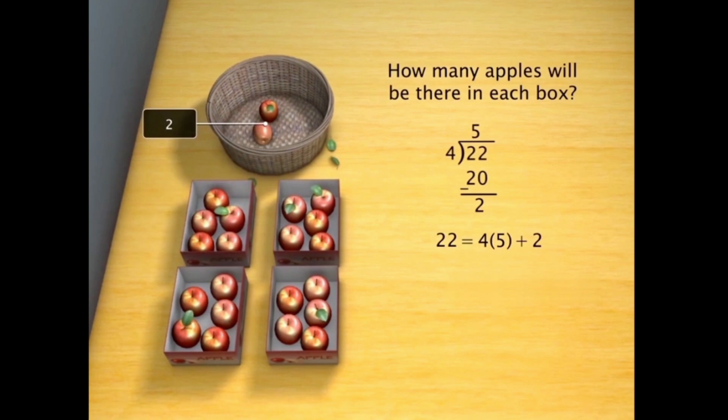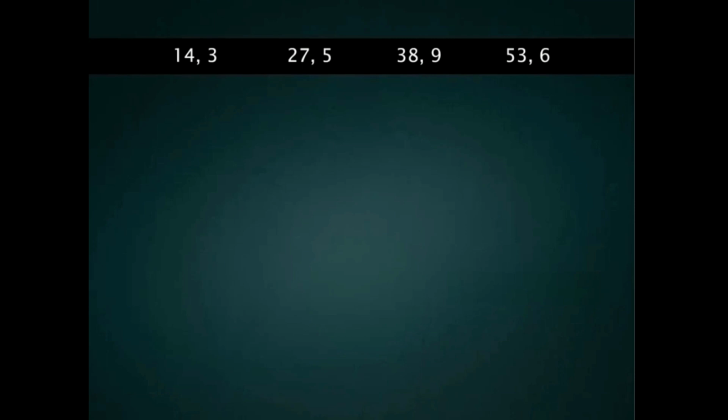As you can see, for the 2 positive integers 22 and 4, there exist 2 integers 5 and 2, such that 22 is equal to 4 times 5 plus 2. Can we find 2 such integers for any 2 numbers?